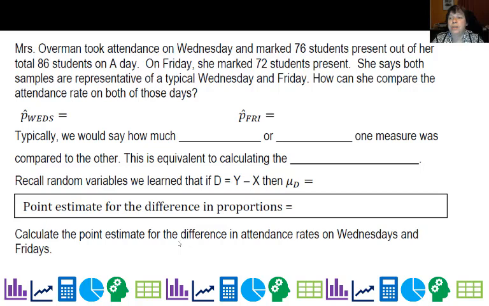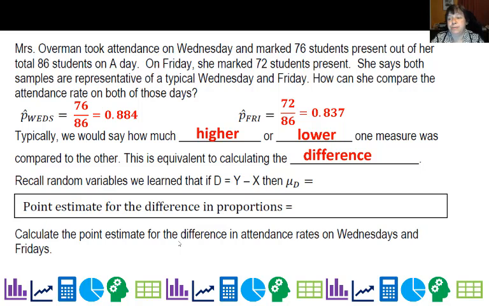Well, first of all, the attendance rate would be the students that are present. And for Wednesday, that was 88.4% of students, or 0.884. On Friday, it was 72 over 86, or 83.7%. Typically, we would say how much higher or lower one measure was compared to another. So if we're comparing them, we really want to calculate the difference.